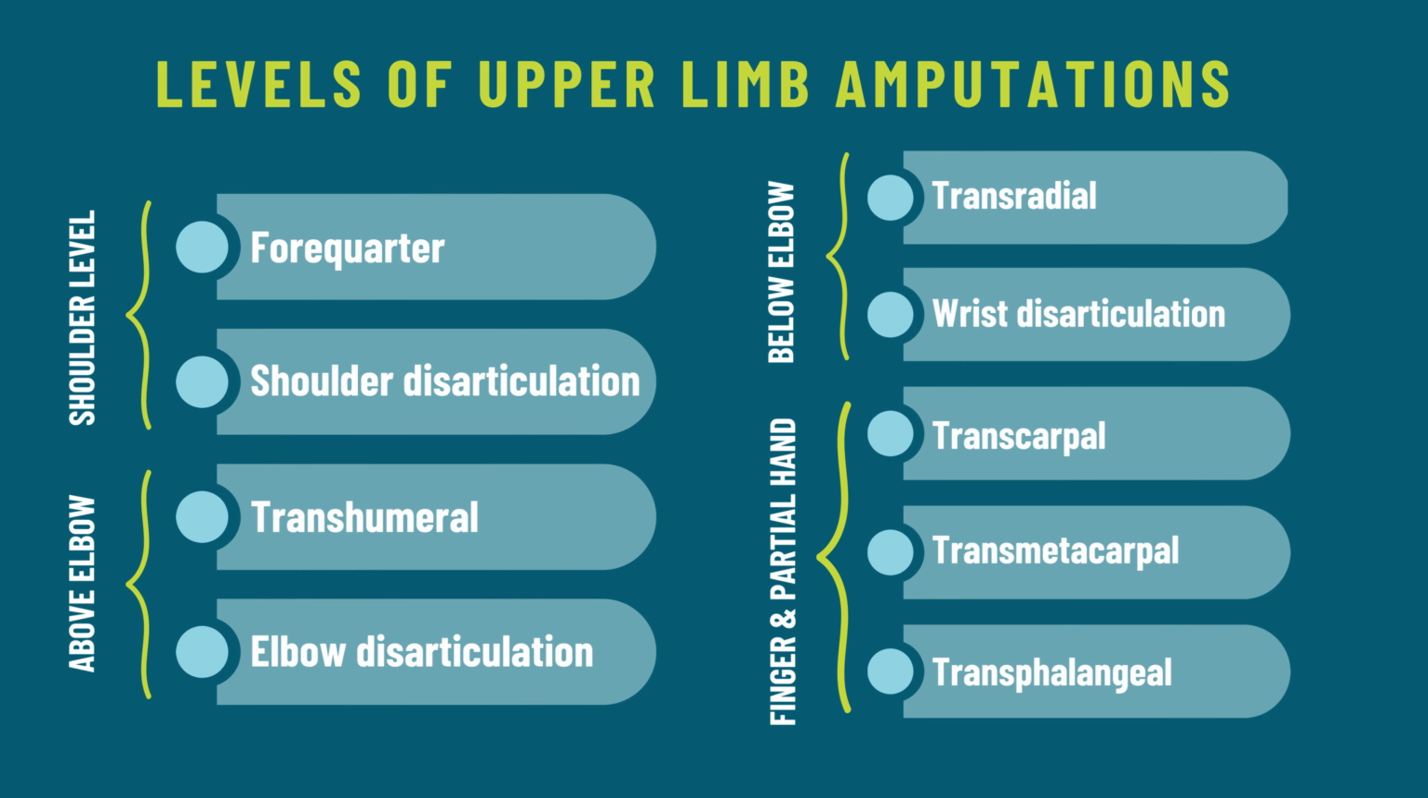In this video, we will be discussing the various levels of upper limb amputation. There are an estimated 2.1 million people in the United States currently living with an amputation, and approximately 18,500 new upper limb amputations occur every year.